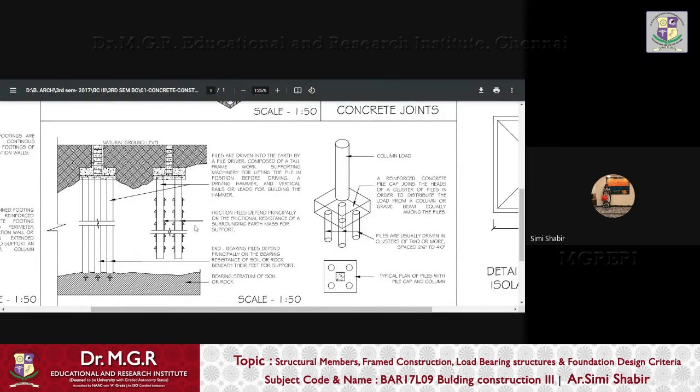These are the friction piles, which generally depend on the frictional resistance of the surrounding earth mass for the support. So the surrounding earth mass gives the support to the pile as it is being driven in. End bearing piles depend principally on the bearing resistance of the soil or the rock beneath their feet for the support. This is the bearing stratum of the soil or the rock.